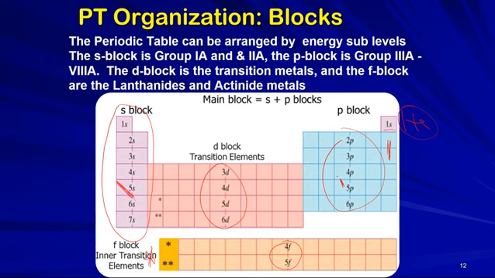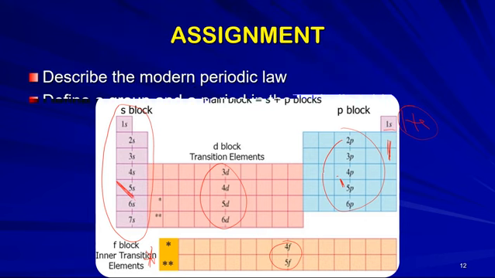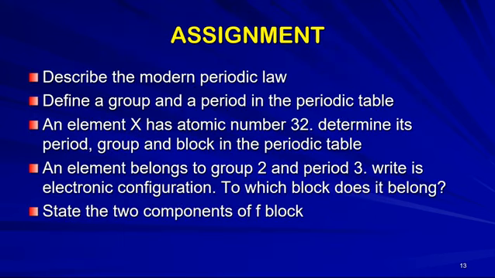And here we have the last slide, which gives you your assignment. First question, describe the modern periodic law. We have explained it and seen the difference between the modern and the original periodic law. Second question, define a group and a period in the periodic table. What is a group? What is a period?